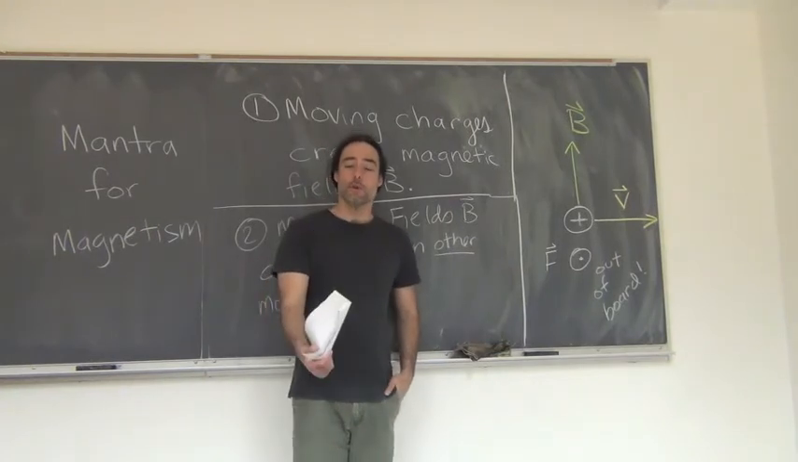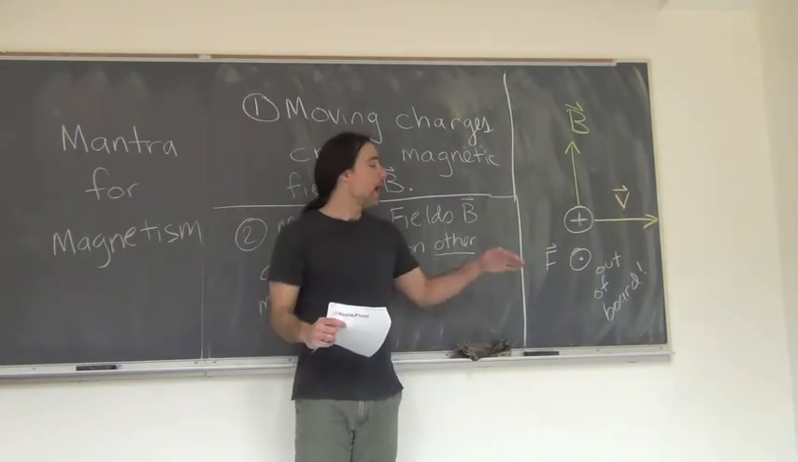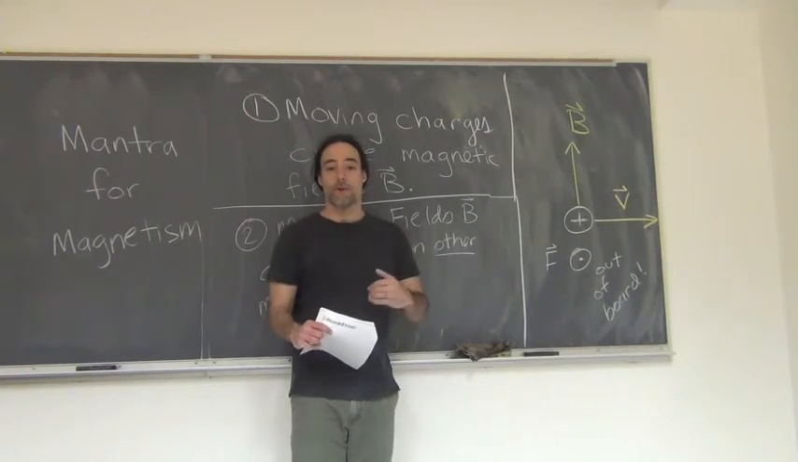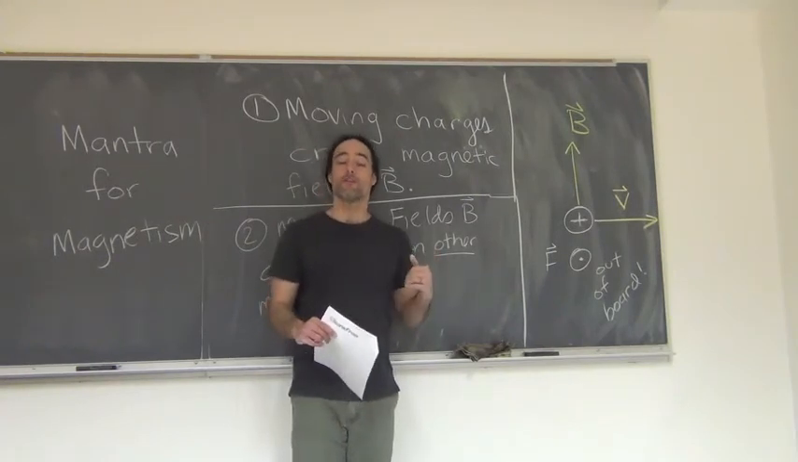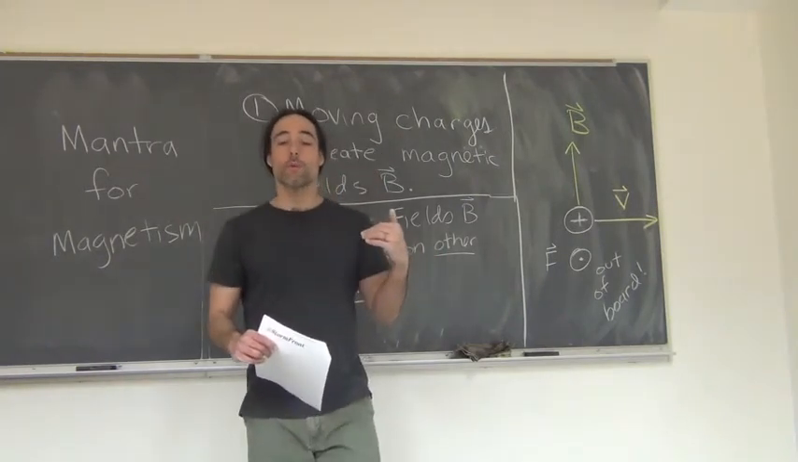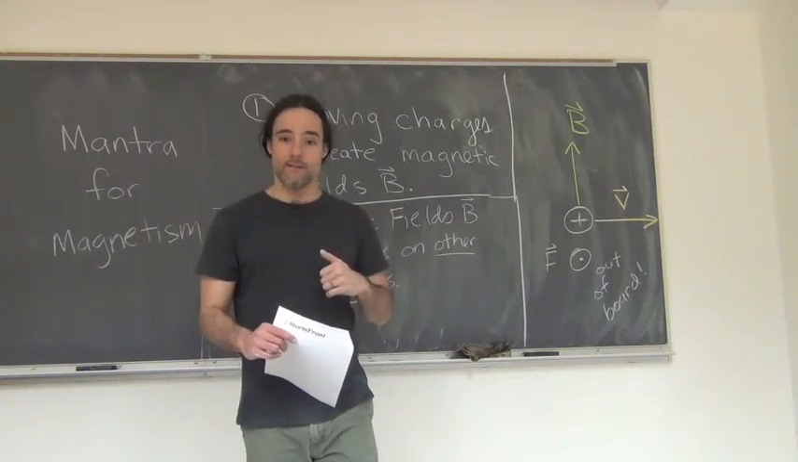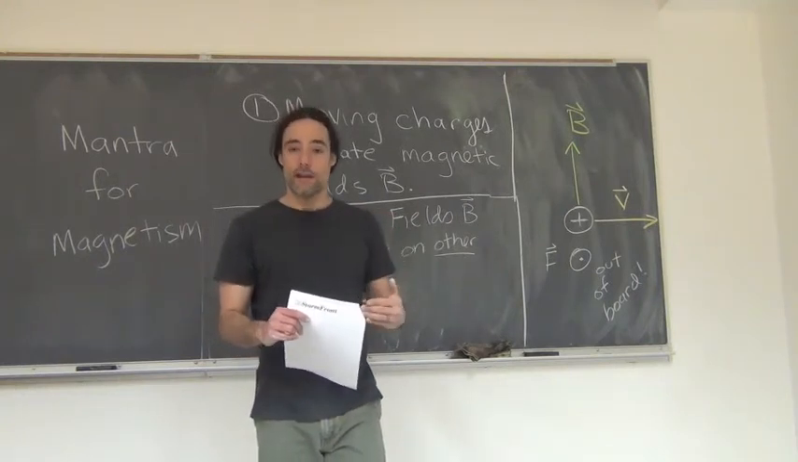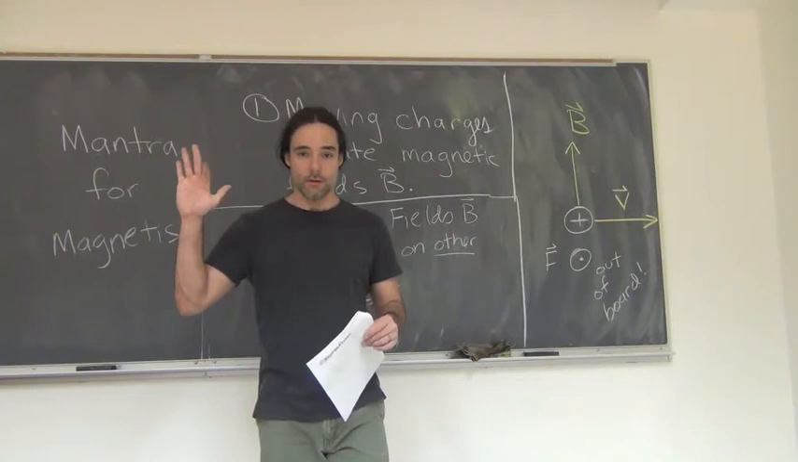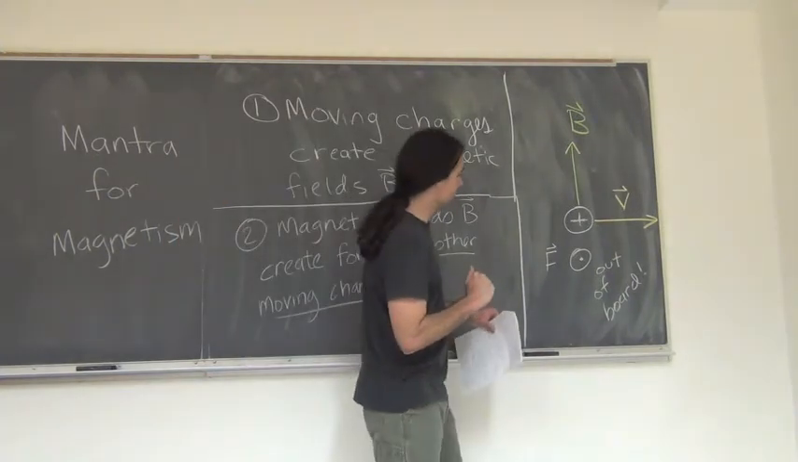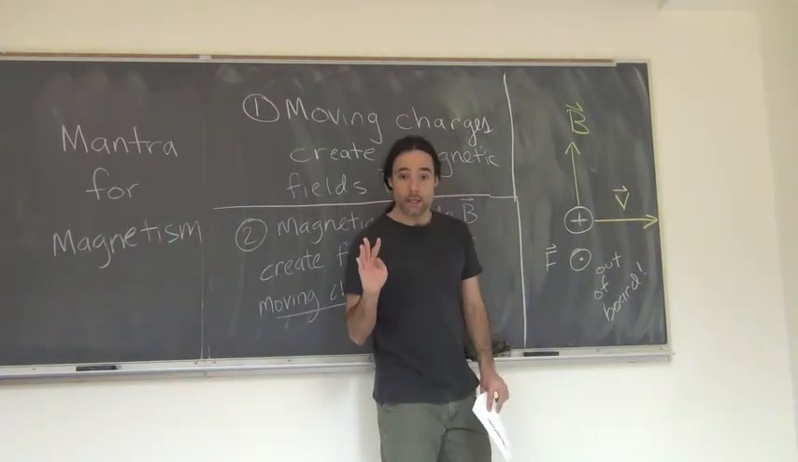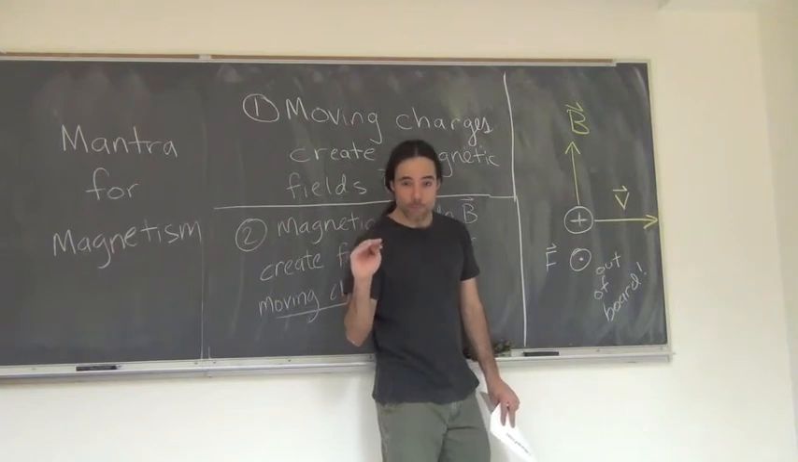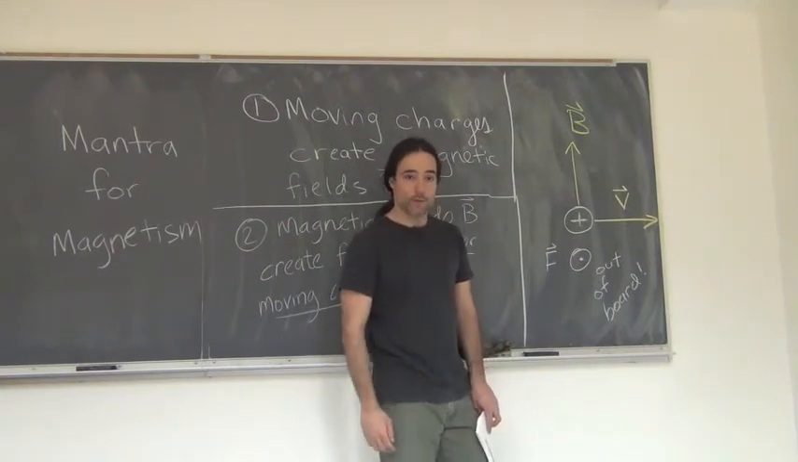To visualize how this force works, again, we're going to have to take advantage of the right-hand rule. Now, this is a little bit of a different right-hand rule from the one we use to find the direction of the magnetic field. But much like the first right-hand rule, it's still going to involve your right hand. So here we go. The way you figure out the direction of the force is as follows.